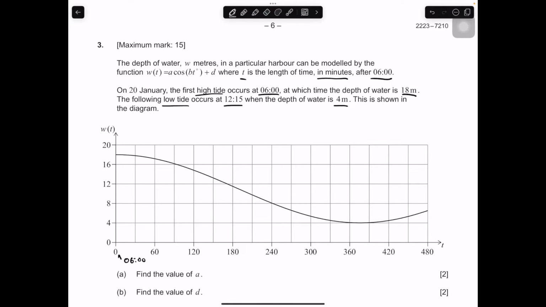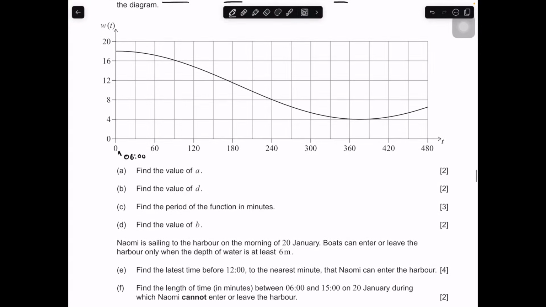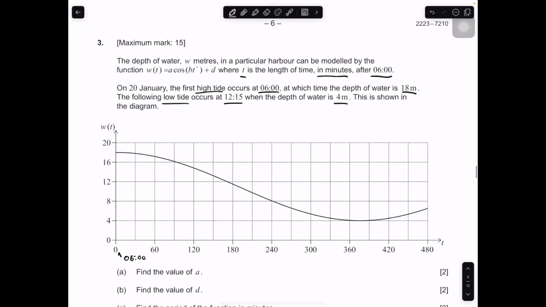Okay, so we've got some trig function, and it's going to map onto some real-world situation where at the very end we should be able to input some value of t and then find the depth of water at that point. And these 4 questions, A, B, C, D here, they're asking us to find the value of A, value of D, the period of the function in minutes, and then the value of B. If we know all of those variables, A, B, and D, then we should be able to create some function that maps onto this real-world situation.